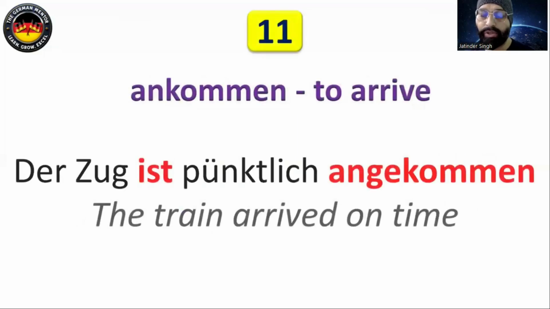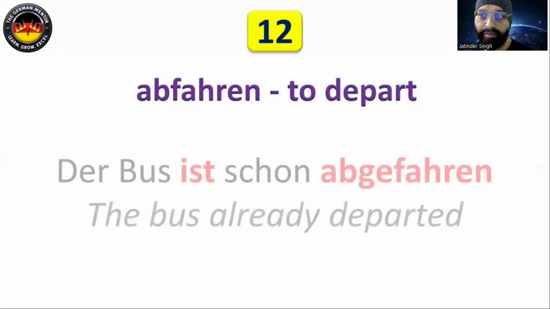Number 11, the next one, ankommen, which means to arrive. So this is a movement case. Der Zug ist pünktlich angekommen. The train arrived on time. Ankommen is also a trennbares verb, a separable verb. So an, dann ge, dann kommen. Angekommen.